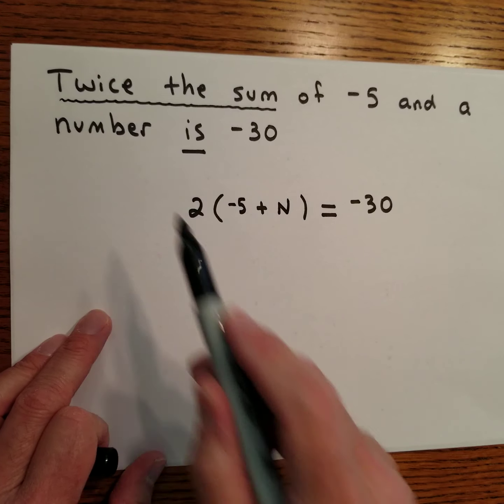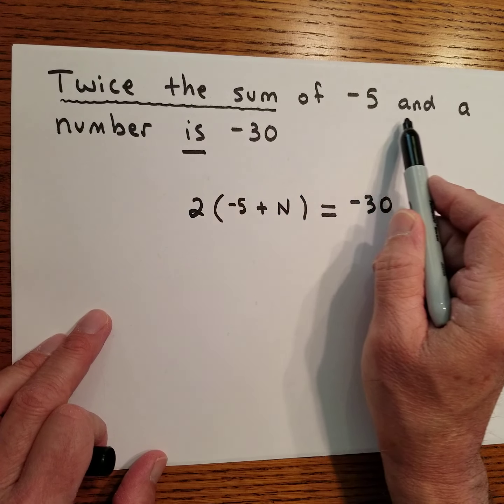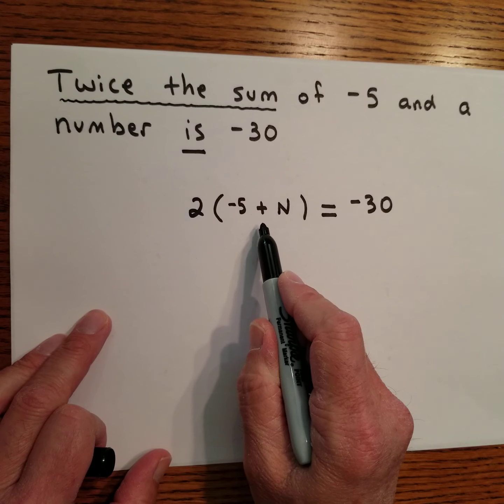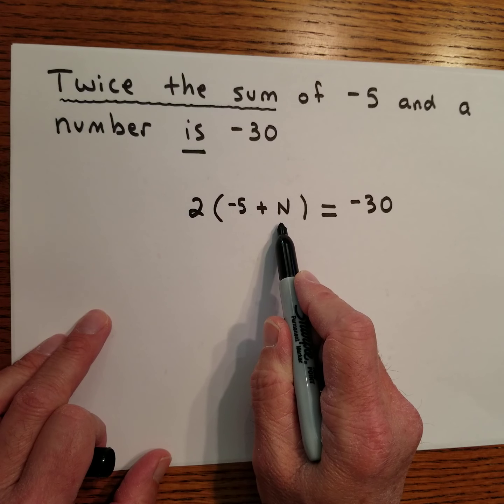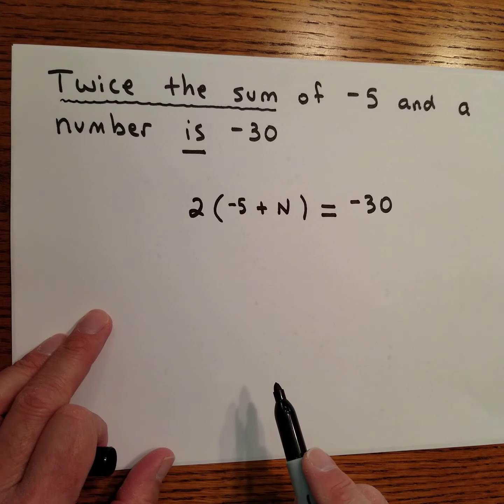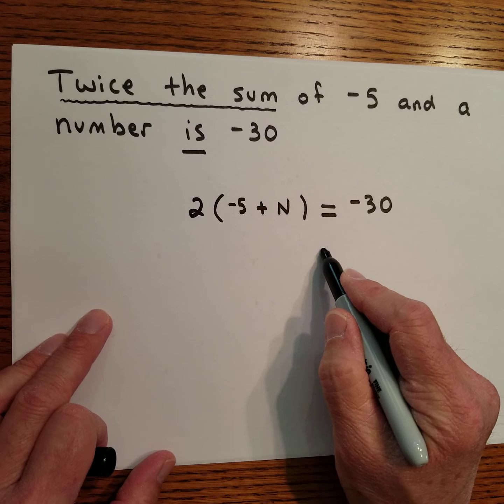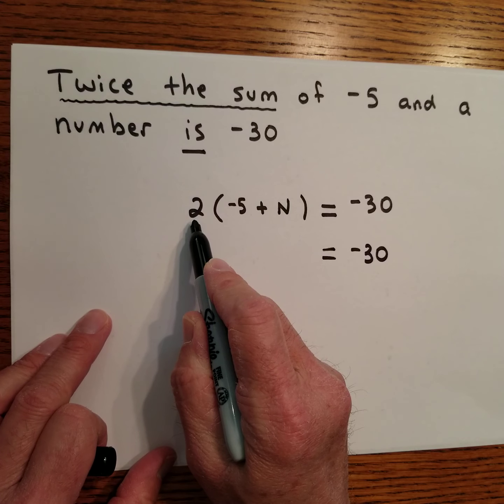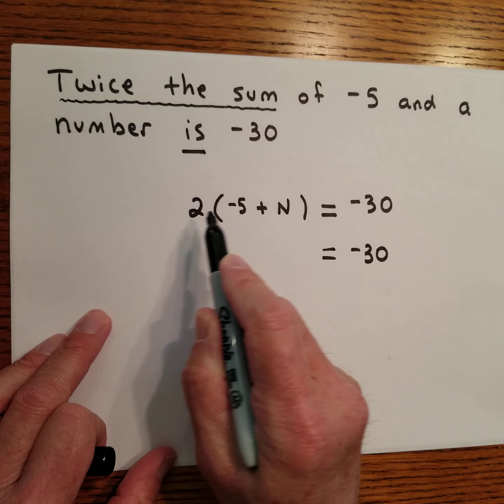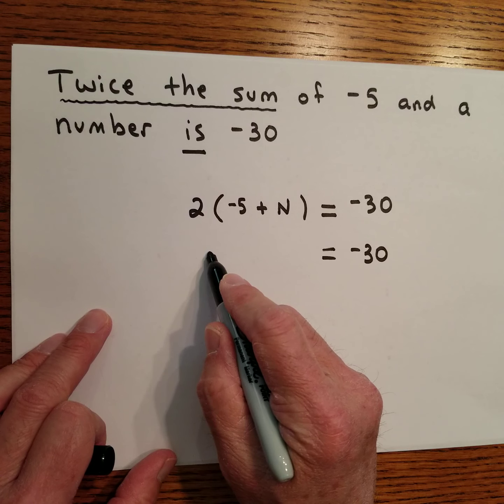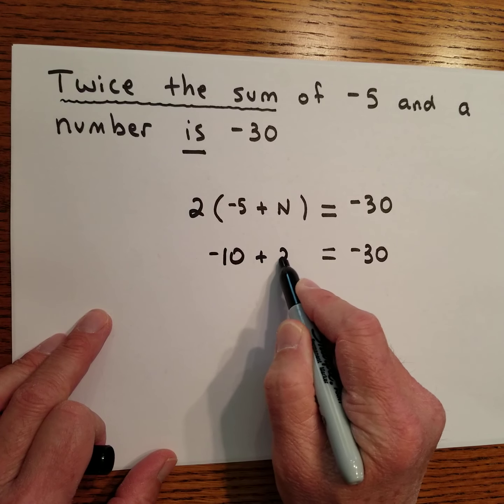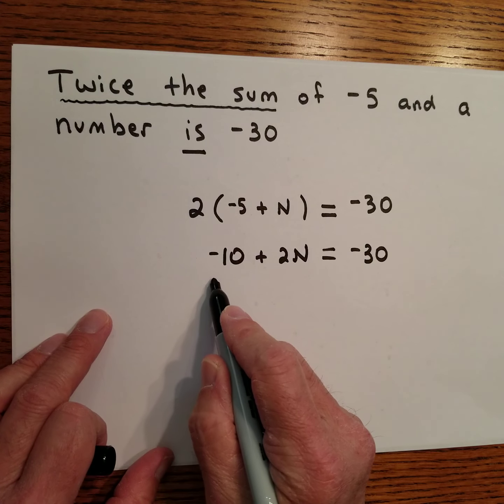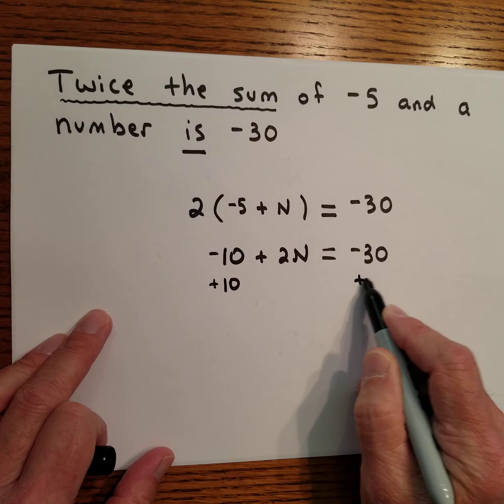Let's see if we got it all. Twice the sum of -5 and a number is -30. Looks good. Let's solve. I'll copy the -30. Let's take this 2 and distribute. 2 times -5, 2 times n. Now get rid of the -10 by adding a +10 to both sides of the equal sign.